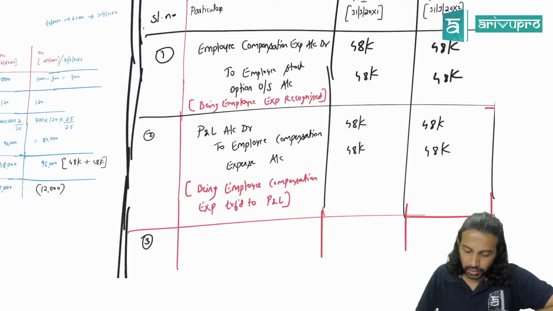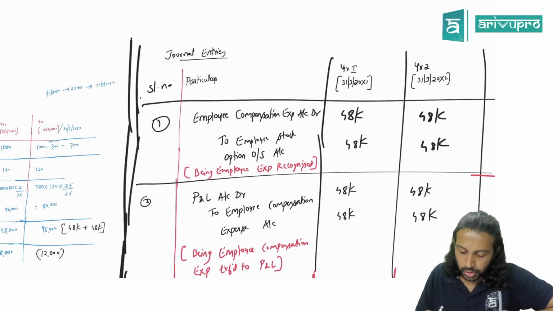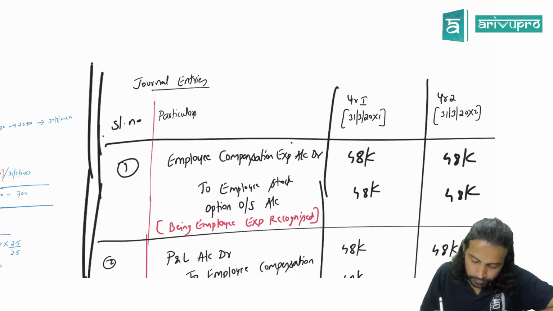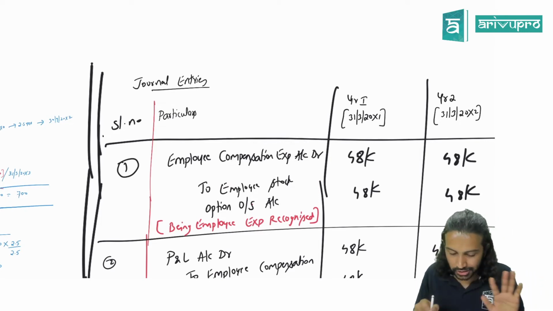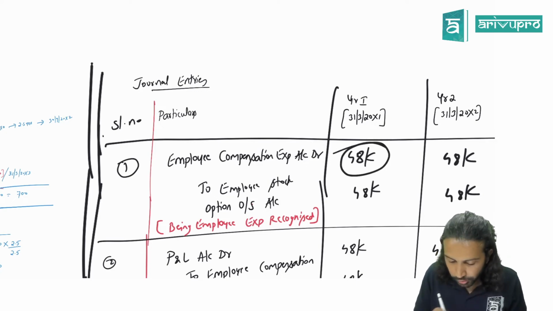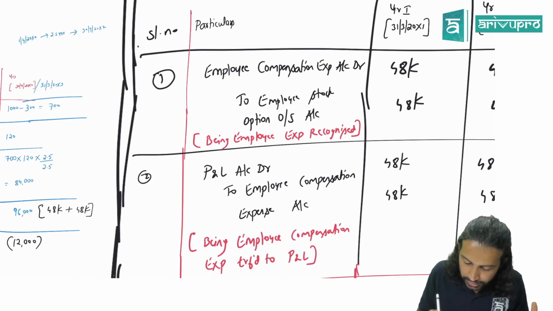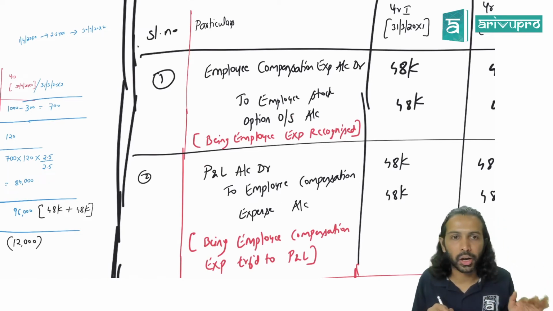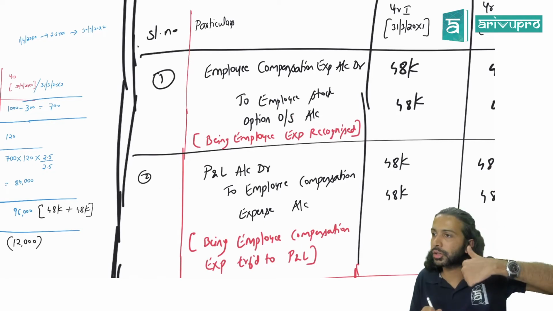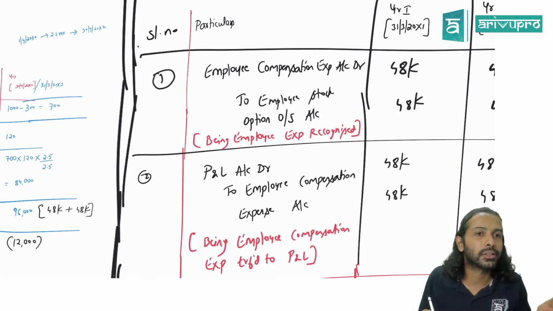Okay, 1 minute, hang on. Or maybe I'll explain this. When you are recording the expense, what account do you open? Employee compensation expense. Now check this entry only. You open employee compensation account. You debited it. How much? 48,000 for first year. Look at your second entry. What did you credit? Employee compensation expense. That means what is the balance in that account? 48,000 you debited, 48,000 you credited, first year only. What is the balance? 0.